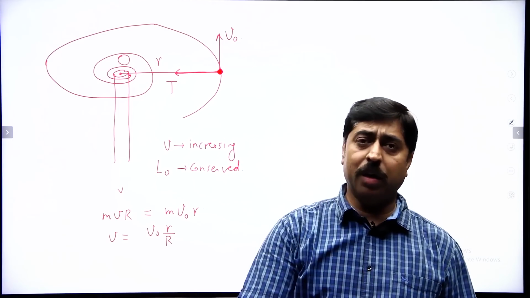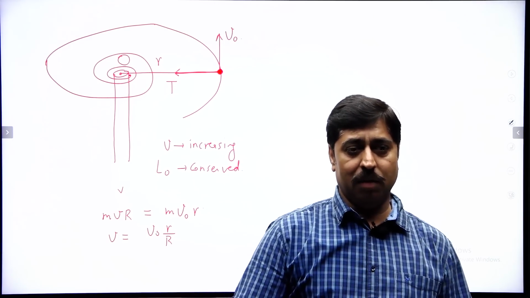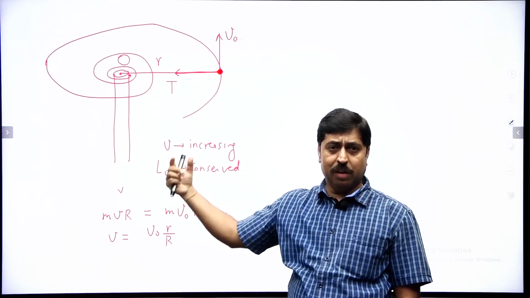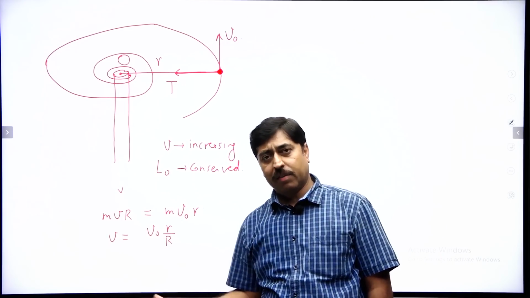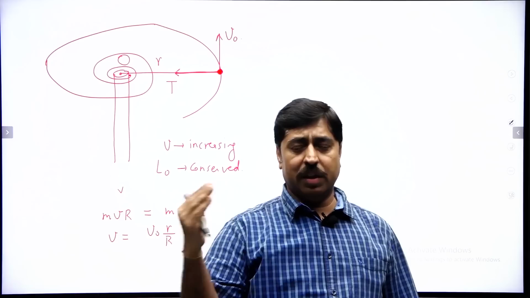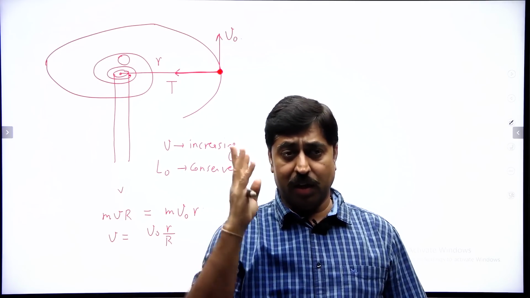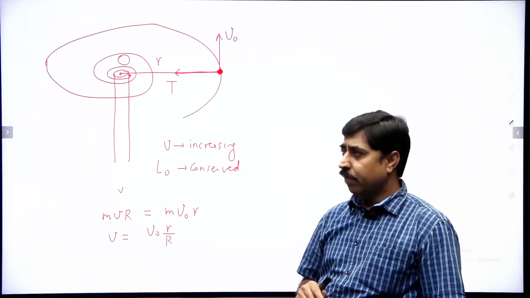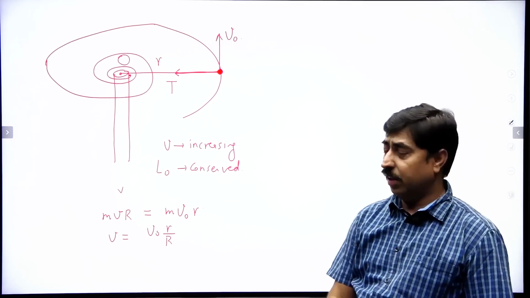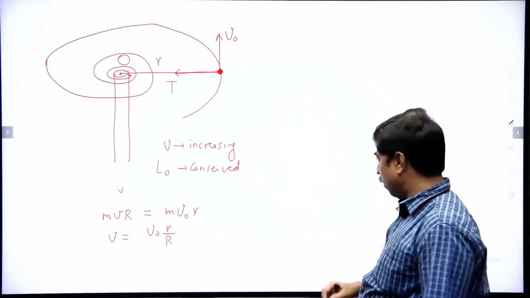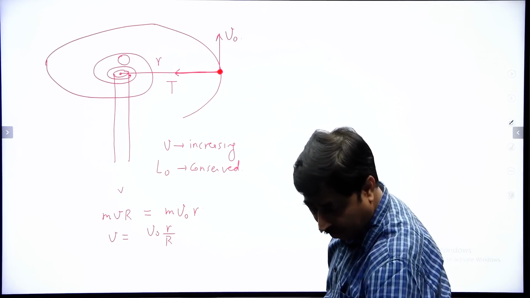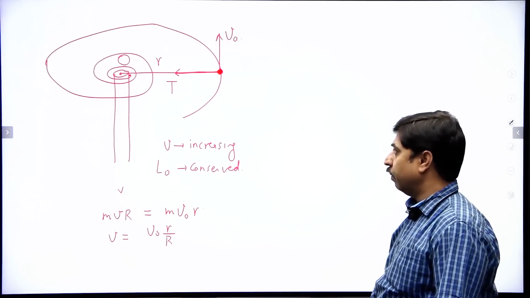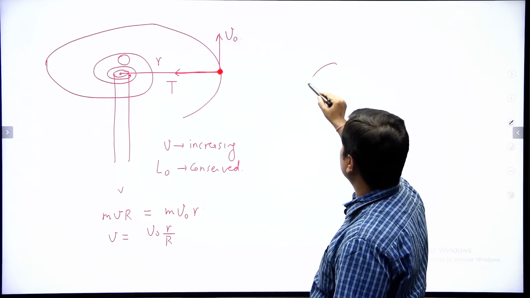You can also find what is the work done by the string tension on the particle. How can you do that? You can find the increase in kinetic energy of the particle, half mv square final minus half mv square initial, that is the change in kinetic energy of the particle, and it will be equal to the work done by the string force on the particle. In the second case, I will just draw this. I am just drawing the cross section, okay, of the pipe. This is the cross section of the pipe.